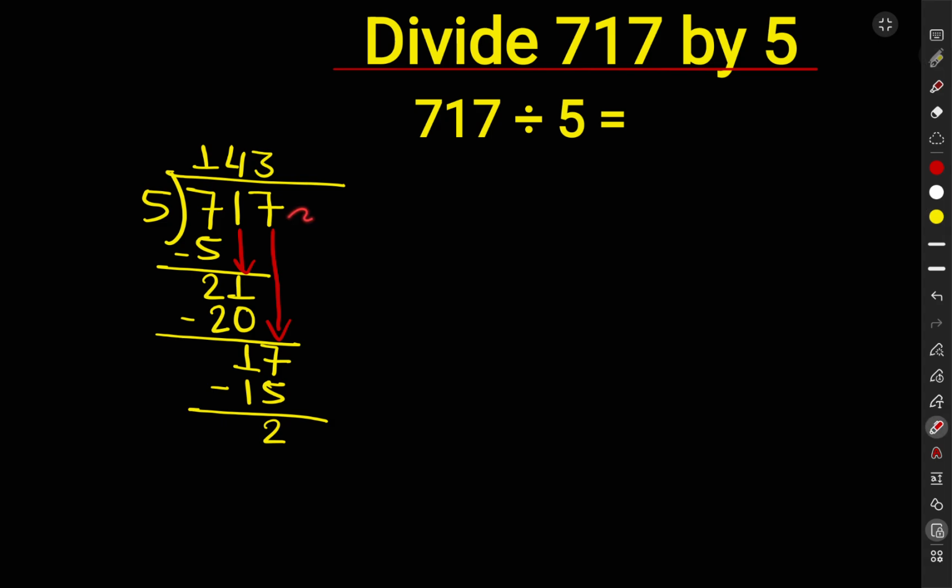So now we have no other number to put down. So we take here a decimal, so that we put zero. So it is 20 and 5 times 4 is 20. On subtracting, we get zero. So 717 divided by 5 is 143 decimal 4.